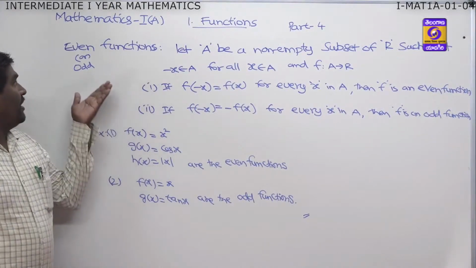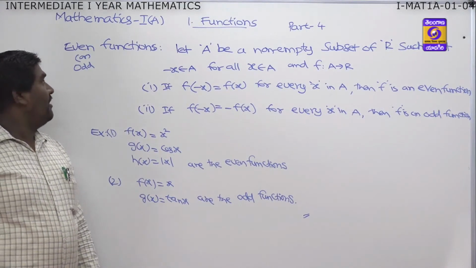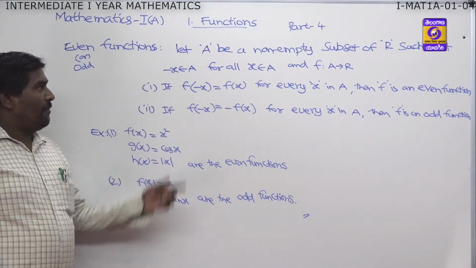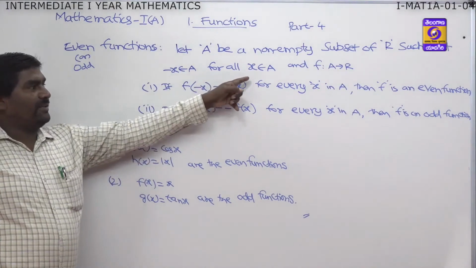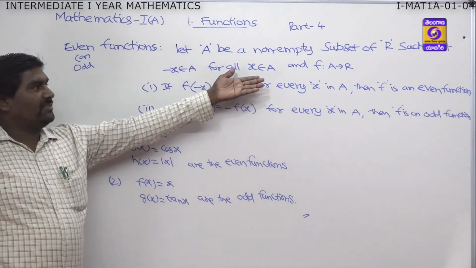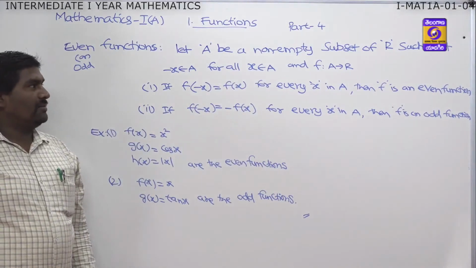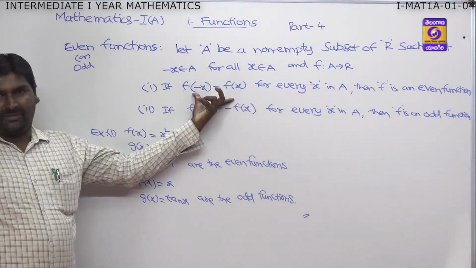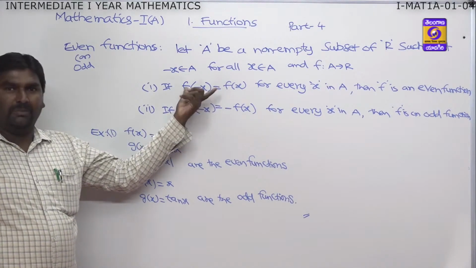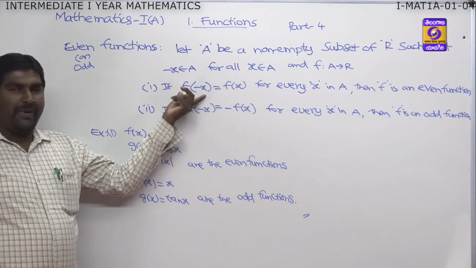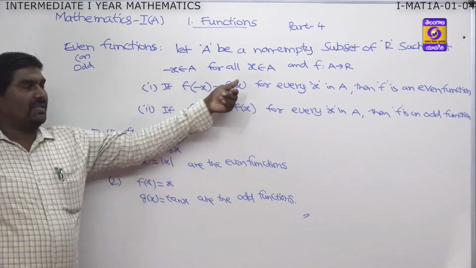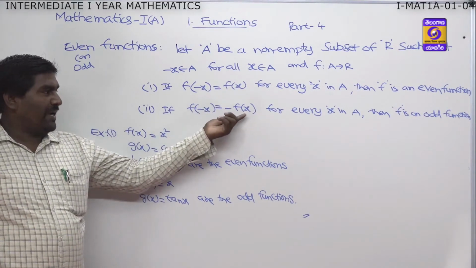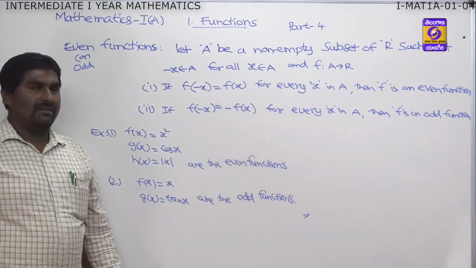Next, we have to learn the concepts of even function and odd function. Let A be a non-empty subset of R such that minus x belongs to A for all x belongs to A. Define a function f from A to R, that is f maps A to R. If f of minus x is equals to plus f of x, if you substitute minus x in place of x, that is f of minus x gives you plus f of x, then we say that f is the even function. If f of minus x is equals to minus of f of x, then the function f is an odd function.